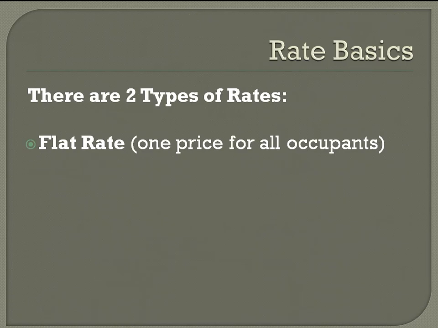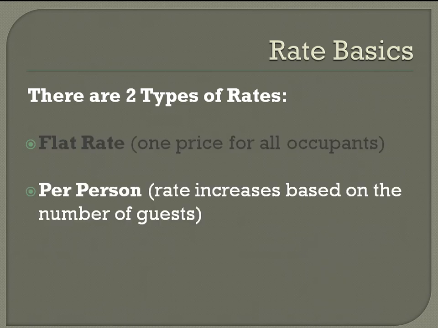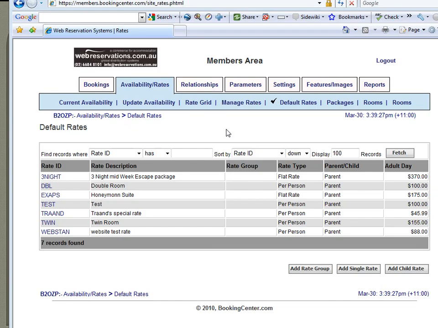You'll remember there are two basic types of rates: the flat rate, where there's one price for all occupants of a room, and again there's a per person rate where the rate increases based on the number of guests. Now when we go into our members area and look at availability rates, you'll see there's a rate grid, manage rates, and default rates. In the default rates, you can see some of the rate types are per person and some are flat rates. You'll notice that this double room rate here, the DBL, is a per person rate.